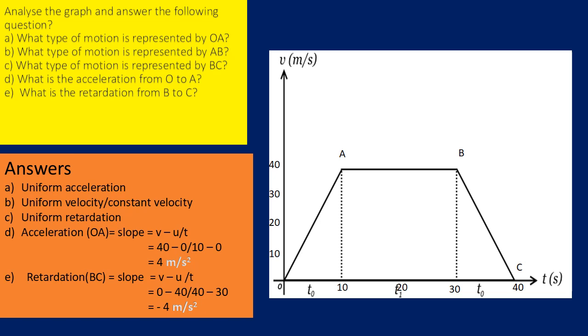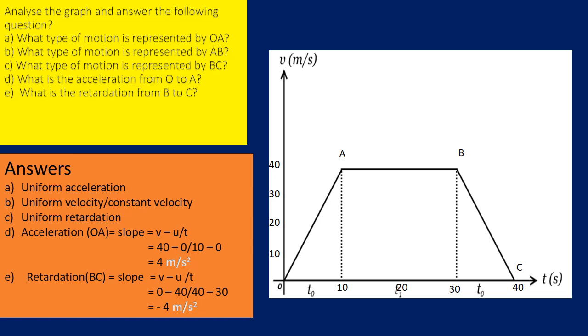So now the last two questions, what is the acceleration from O to A and what is the retardation from B to C? So children, to calculate acceleration from a VT graph, what do we have to do? Yes, we have to take the slope. So from O to A, O means the starting point. A is the point in the graph that is at 10 seconds. So you have to take the slope from 0 to 10 seconds.